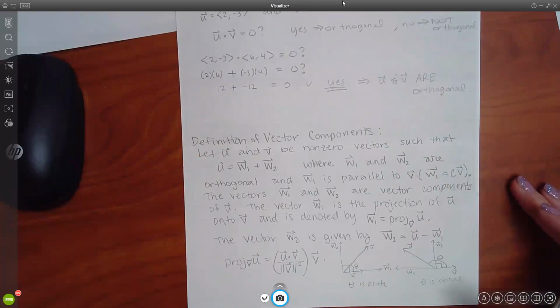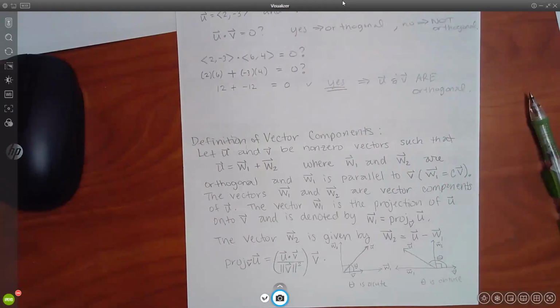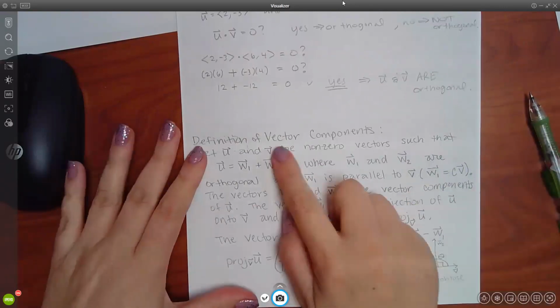When you get to Cal 2, and in Cal 3 as well, you will have to do this a lot. You will have to, what they call, decompose a vector. So you basically turn one vector into the addition of two vectors, okay? It's not as easy as just subtracting. There's a little bit that goes on in that, okay? So it says for vector components.